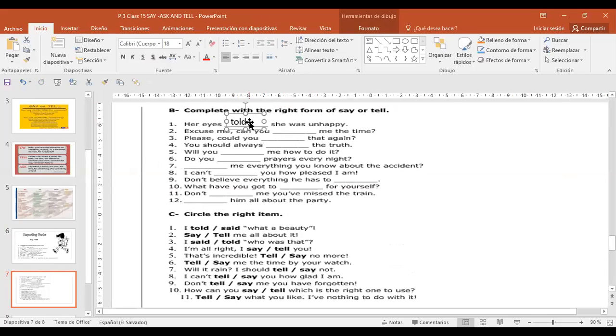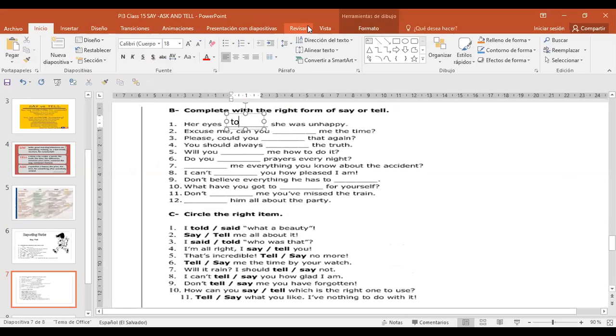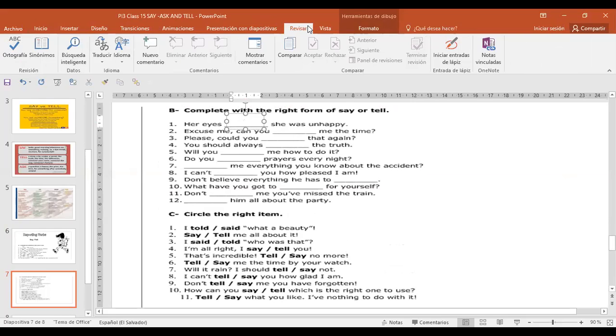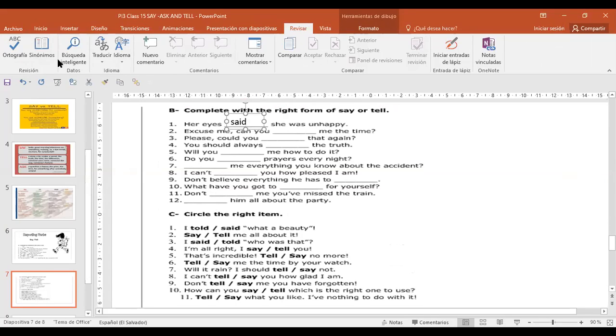Okay, her eyes said she was, pero en este caso de nuevo vamos a utilizar said en pasado porque el verbo está en pasado. So her eyes said she was unhappy. Said, right? She said.